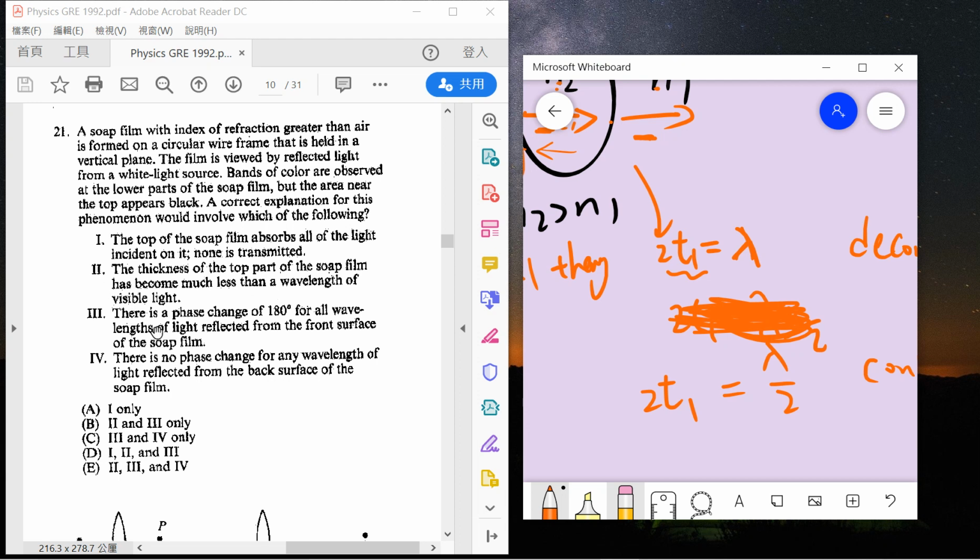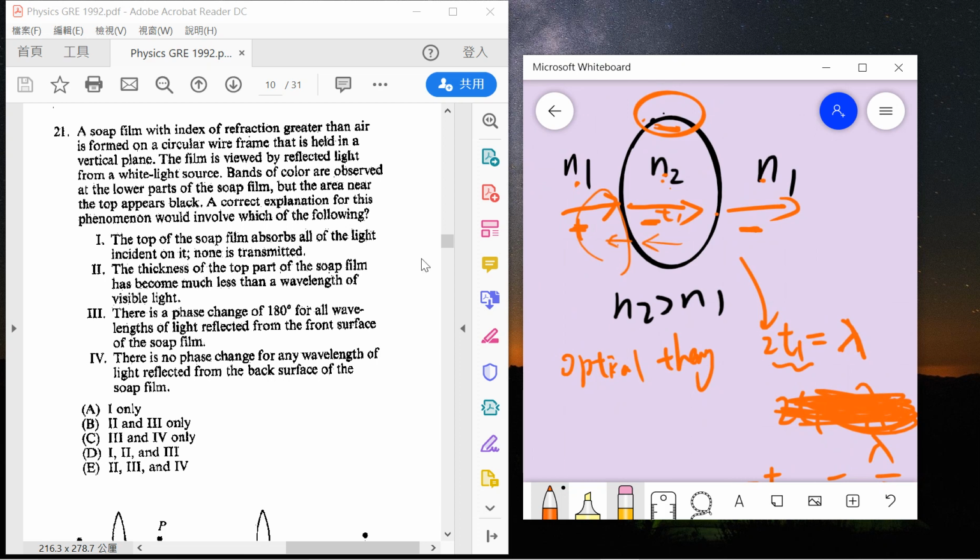So 2 is correct. There is a phase difference of all wavelengths reflected from the first surface of the soap film. Basically, this is what I said: there is a phase difference from here and here. If this is 180, then the reflection is still 180, and out here still 180. So there is a phase difference, but D says there is no phase change for any wavelength reflecting from the back surface. So there is no phase change here.